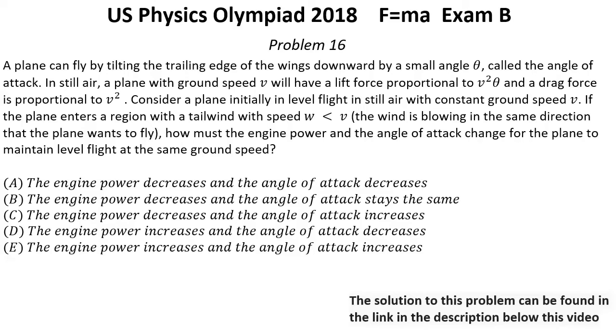Consider a plane initially in level flight in still air with a constant ground speed v. If the plane enters a region with a tailwind with a speed w less than v, the wind is blowing in the same direction that the plane wants to fly. How must the engine power and the angle of attack change for the plane to maintain level flight at the same ground speed? Solution for problem number 16.